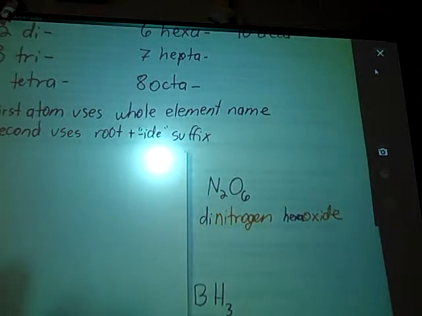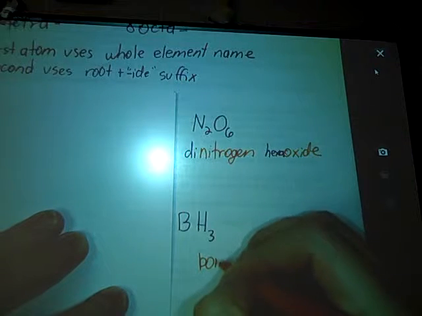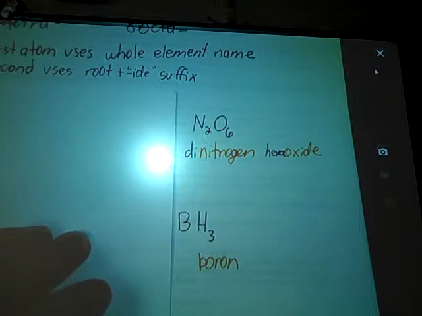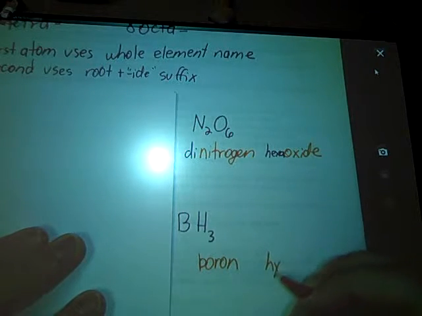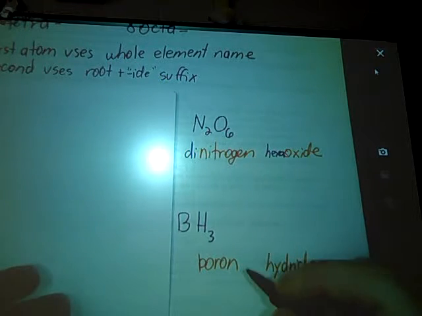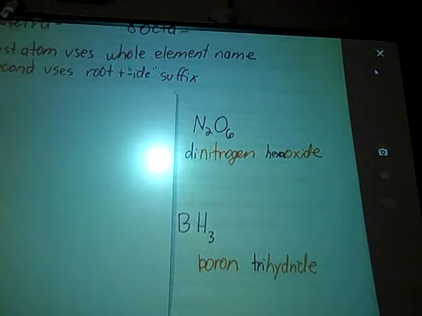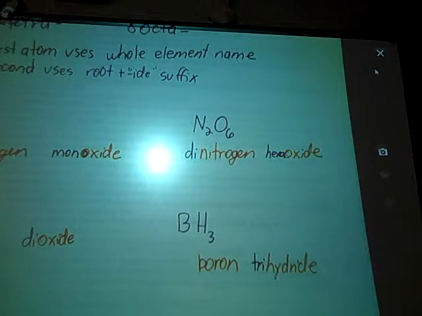Last one down here. B stands for boron. I have just one of them, so I can forego the prefix. My H, that is hydride. And I have 3 of them. And from our chart, we see that the prefix for 3 is tri.